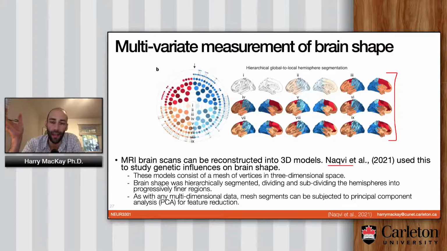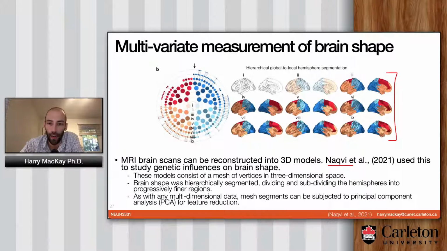These can be fitted to atlases that convert all of the points to a normalized space. So you can scan hundreds of different brains and always find out where the hippocampus is, because the points have been normalized to a prototypical brain. You can also hierarchically segment the brain and divide the regions into smaller and smaller subcomponents. So this is an example of how this is done. This is a very multi-dimensional form of data.